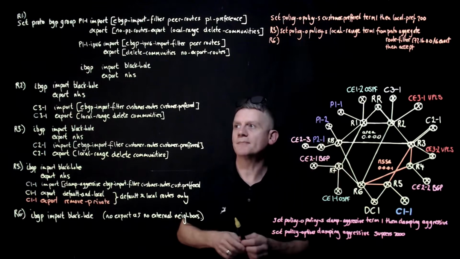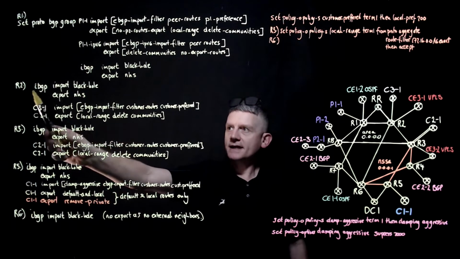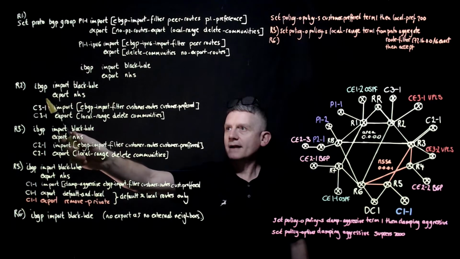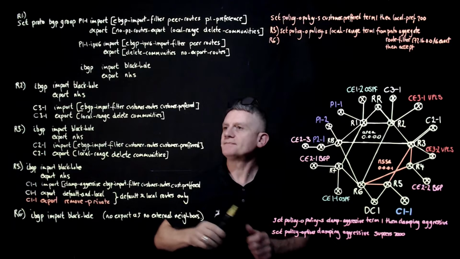Okay, so let's have a look at router 2. We've got the similar thing with the iBGP. We've got the import the black hole. We're exporting next hop self. Again, it's a simple next hop self.